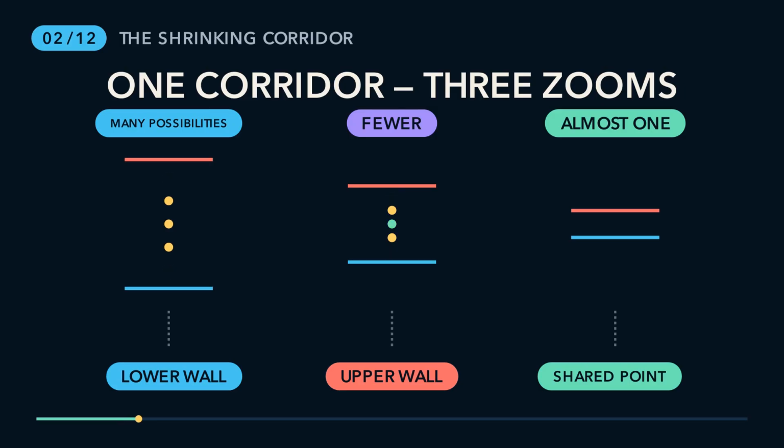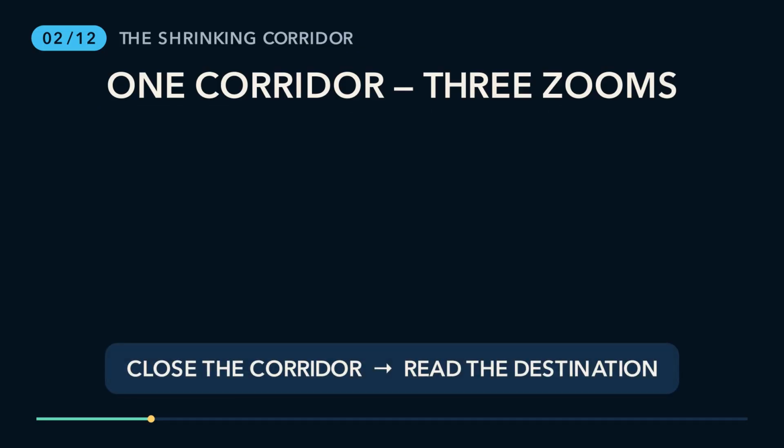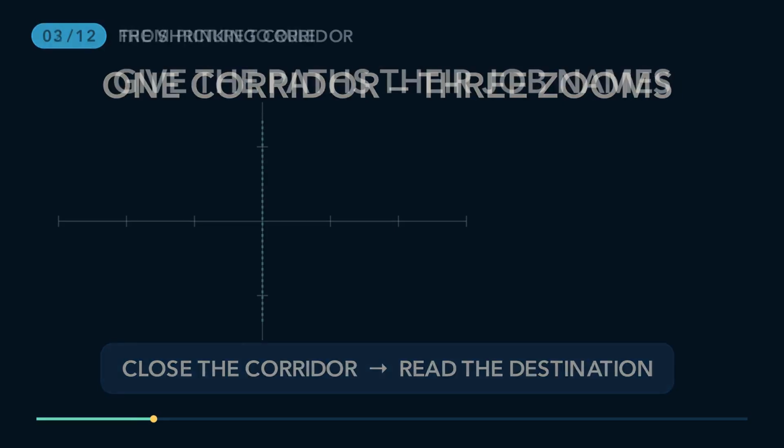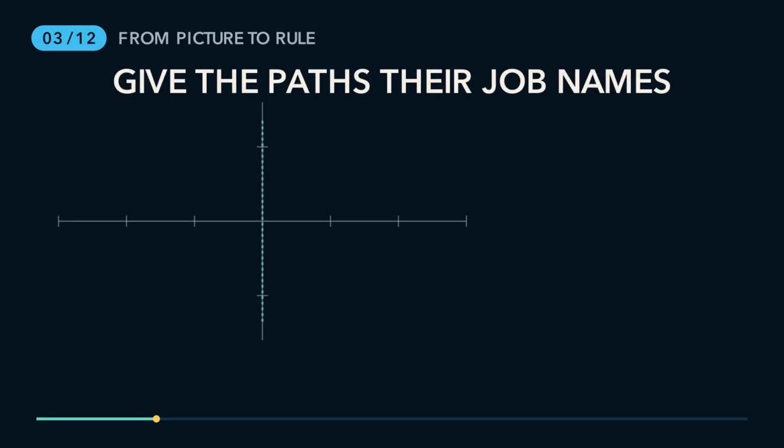Each step toward the gate removes more wrong destinations. The walls do the hard work. The bead merely obeys the trap. Keep that mental action. Close the corridor, then read the forced destination. Now give the three paths names that match their jobs.